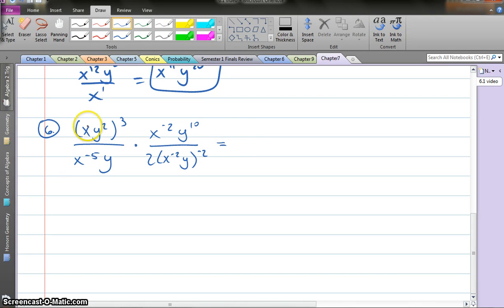All right, so I'm going to mess with these parentheses first. X to the 3rd, y to the 6th. Now, since this is a multiplication problem, we know it's just kind of like one big division bar. So I'm going to keep going. X to the negative 2nd, y to the 10th. On the bottom, I'm going to leave this side alone for now. I have a times 2 out here. Times, and I'm going to bring this x to the positive 4th, because negative 2 and negative 2, y to the negative 2nd.